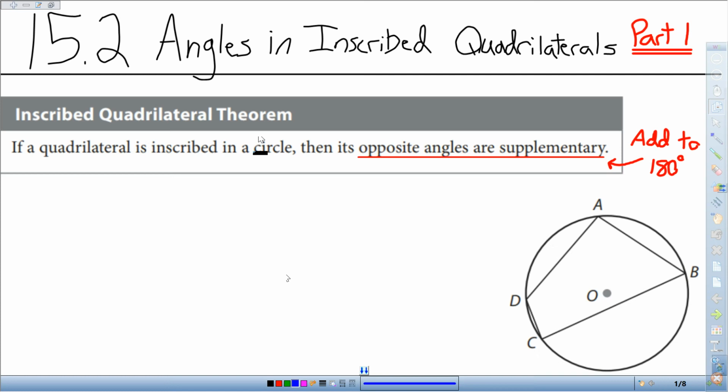Hey, everybody. So we're going to be looking at 15.2 part 1 today, looking at what are called inscribed quadrilaterals.